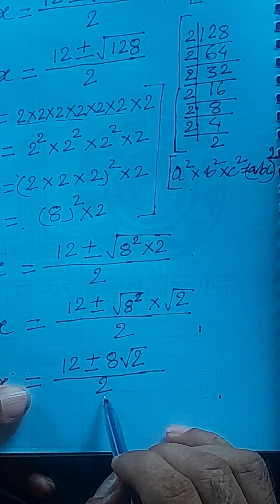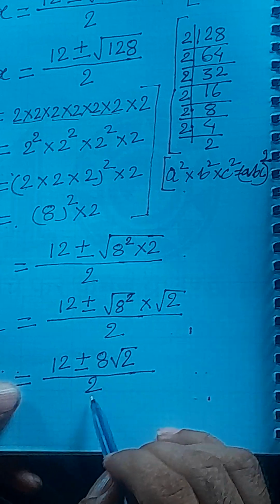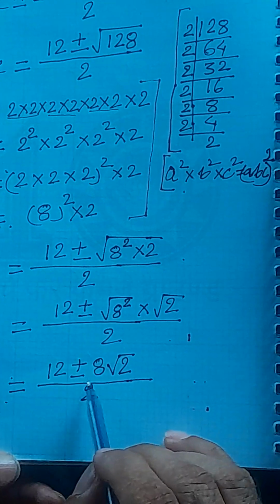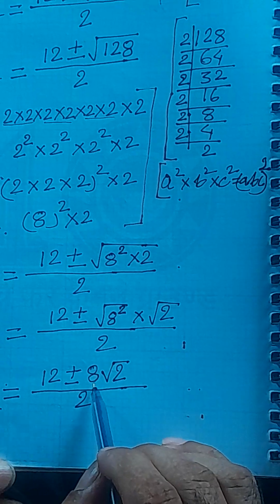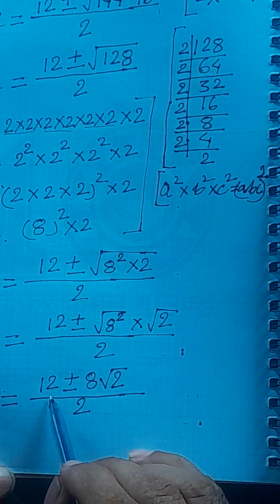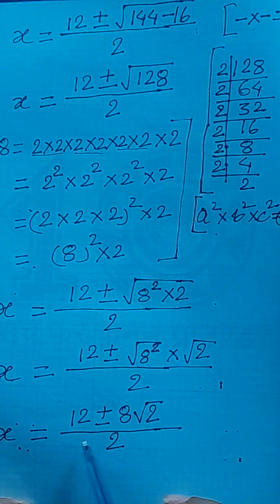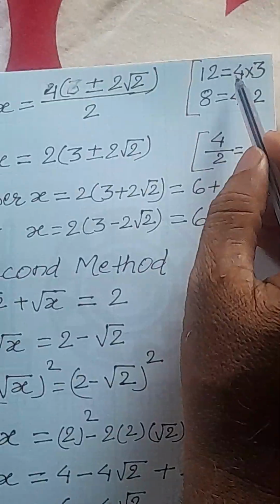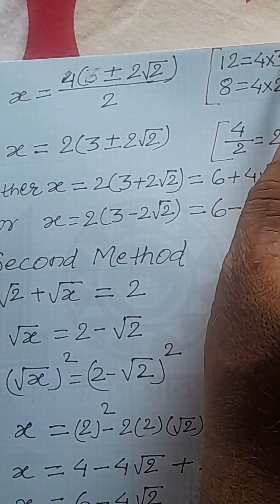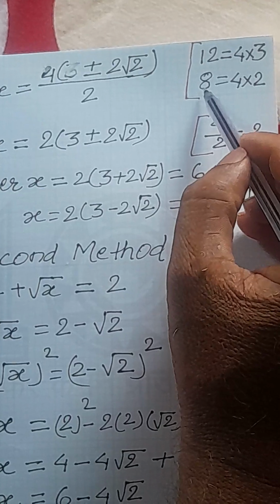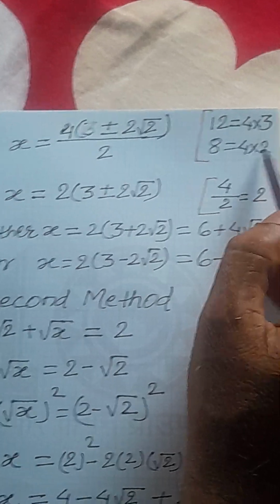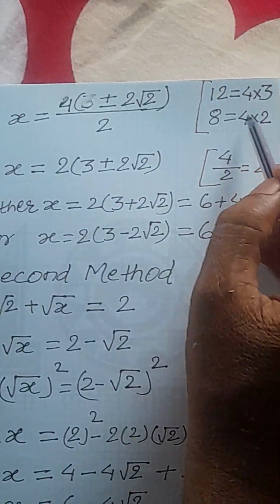To cancel it with 2, to divide it by 2, we have to take a common factor. So what is the common factor between 12 and 8? What is the highest common factor between 12 and 8? So we are going to find the factors. 12 is 2 multiplied by 2 multiplied by 3. 8 is 2 multiplied by 2 multiplied by 2. I mean 4 multiplied by 3, 4 multiplied by 2, so that 4 is common.